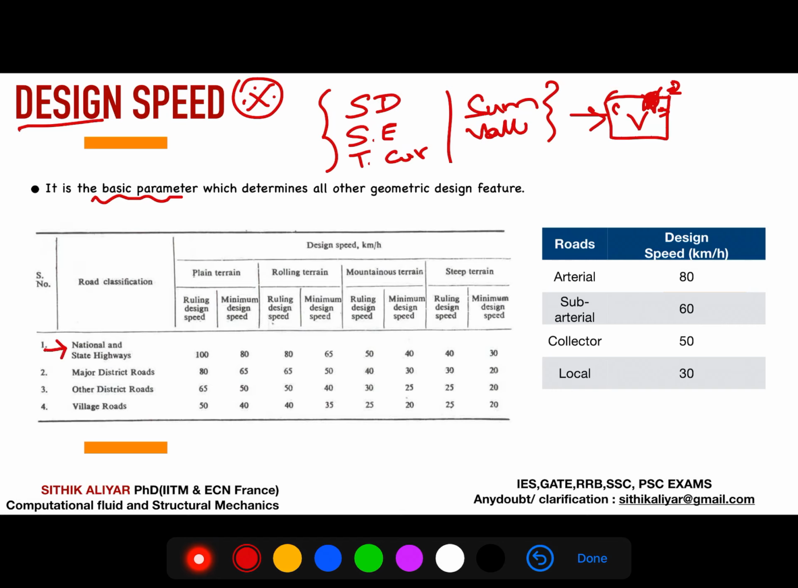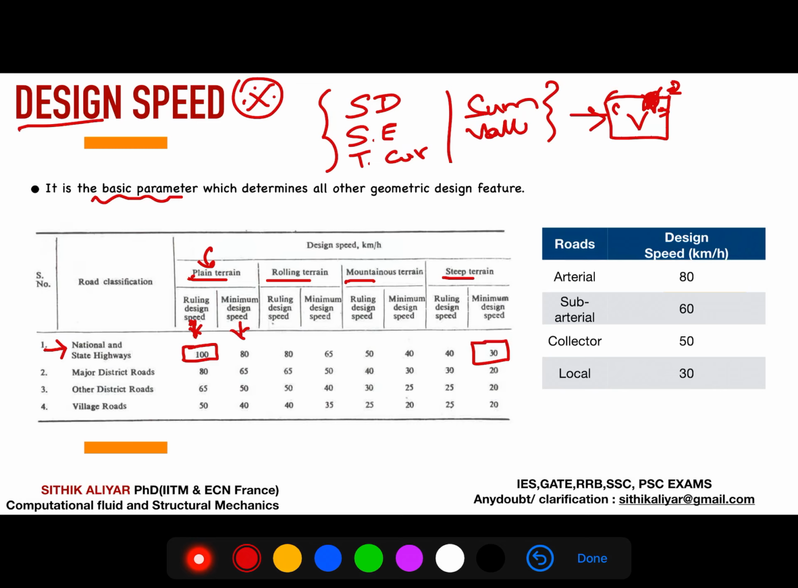For national highways and state highways, I have defined the 4 topographies we just discussed: plain terrain, rolling terrain, mountainous terrain, and steep terrain. This is the ruling design speed, and the minimum is what we should at least provide. For national and state highways in plain terrain, you should design for 100 km/h, and in steep terrain, at minimum you should design a road for 30 km/h.